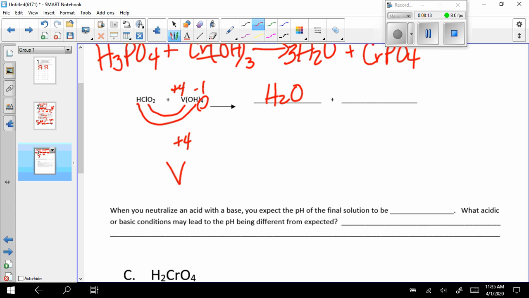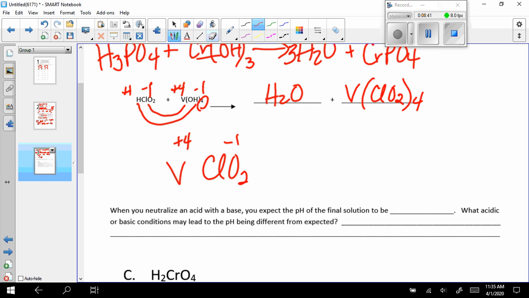All right, ClO2. You could look it up on table E, or you could say, you know what, it's got to be a -1 because H is a +1 and there's no parentheses and no crisscrossing down. So this must have been just a +1, -1. So my V is a +4. My ClO2 is a -1. So my other product is V, ClO2 in parentheses, 4 of them.